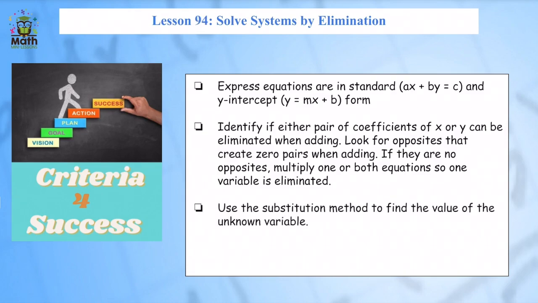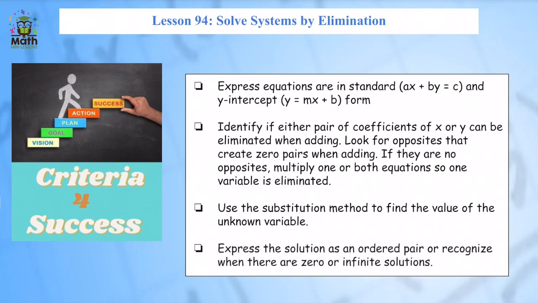Then we're going to use substitution to find the value of the unknown variable and express the solution as an ordered pair, or recognize when there is no solution. What does that look like algebraically if I have zero or infinite solutions?